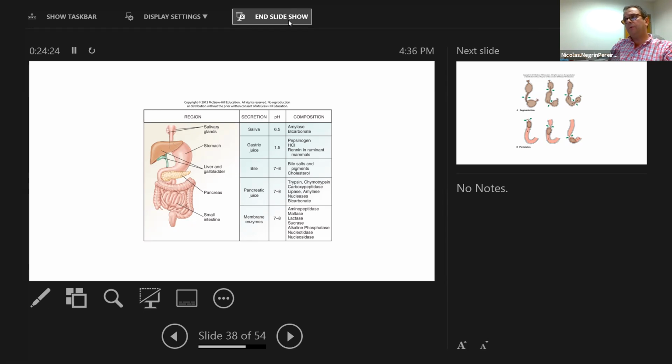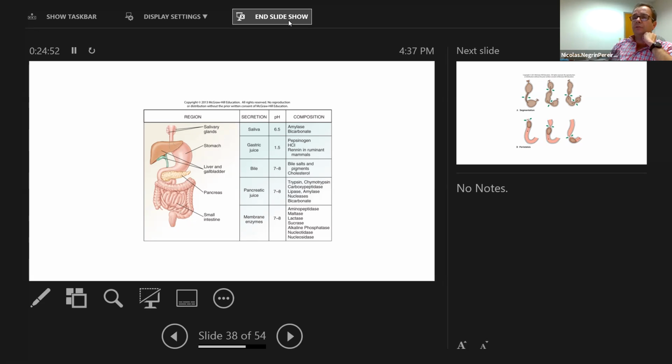Then we have the bile, which has an alkaline pH between 7 to 8, from neutral to alkaline. That's the characteristic of bile salts and pigments and also cholesterol. Then as we move towards the posterior part of the digestive tract, we get close to the pancreas. The pancreatic juice will have a pH between 7 to 8.